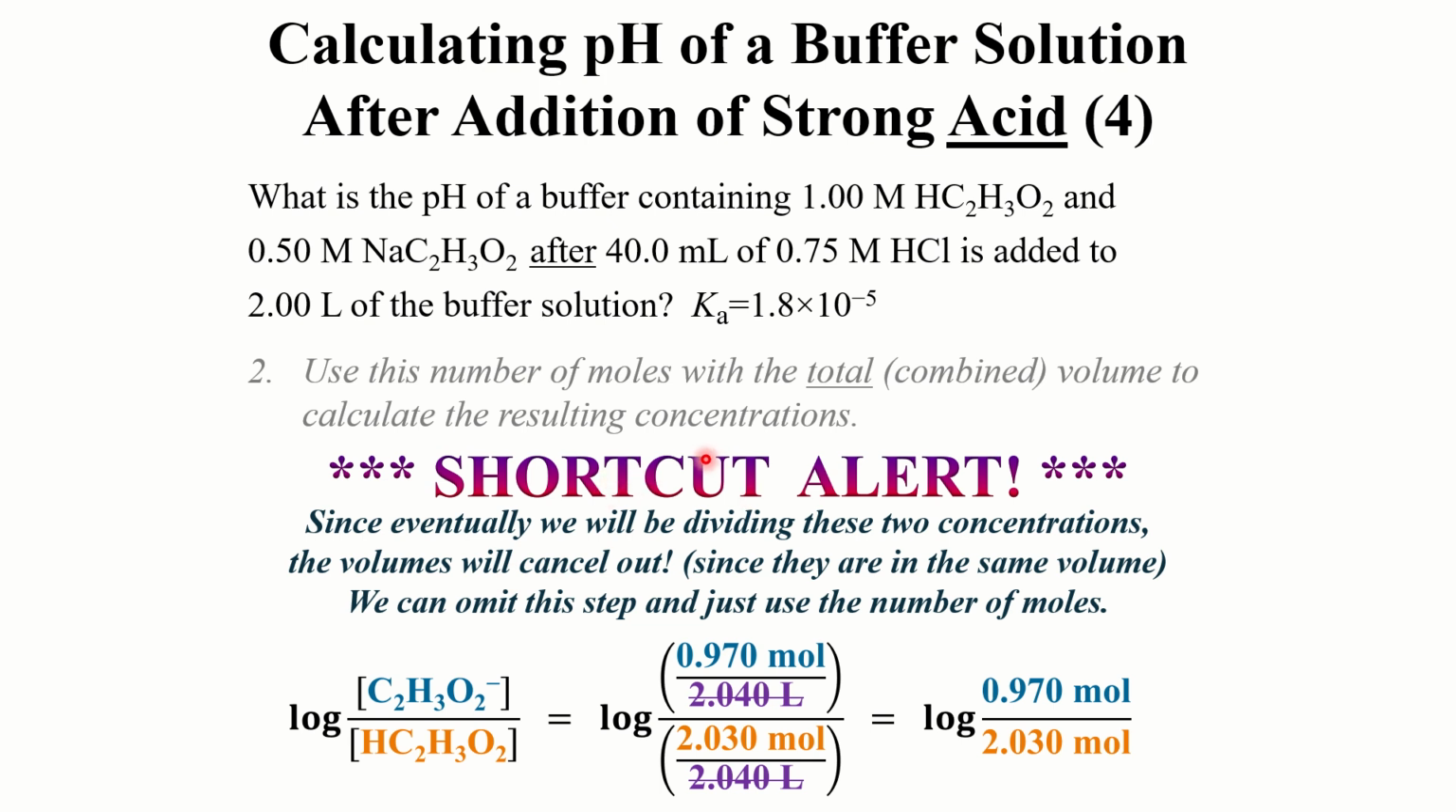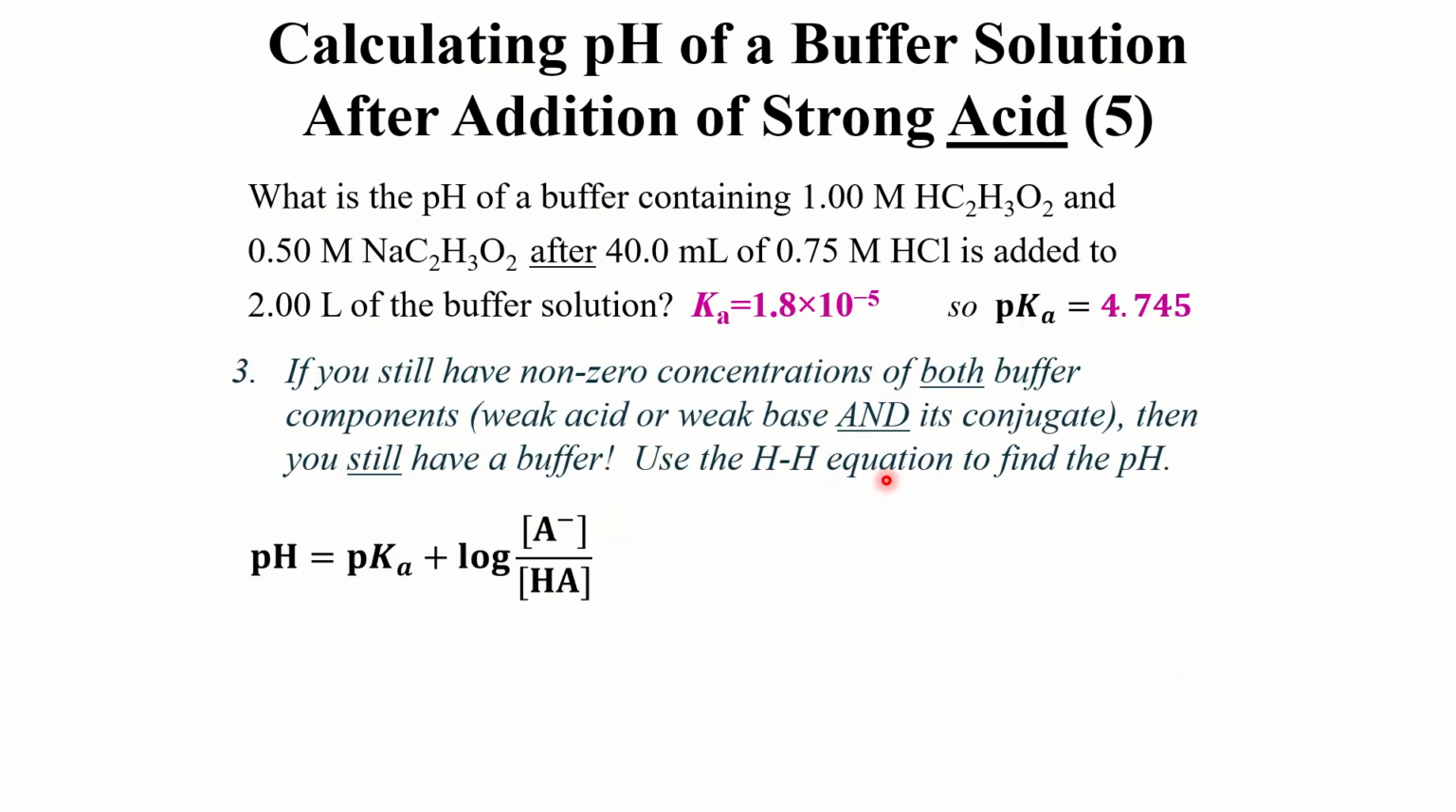Because the weak acid and the weak base are in the same solution, they have the same volume, and so when you divide them, the volumes actually cancel out, which means that you can just plug the mole values in directly, and it's going to be the same mathematical ratio, and you should get the same answer. So we can set up our equation.